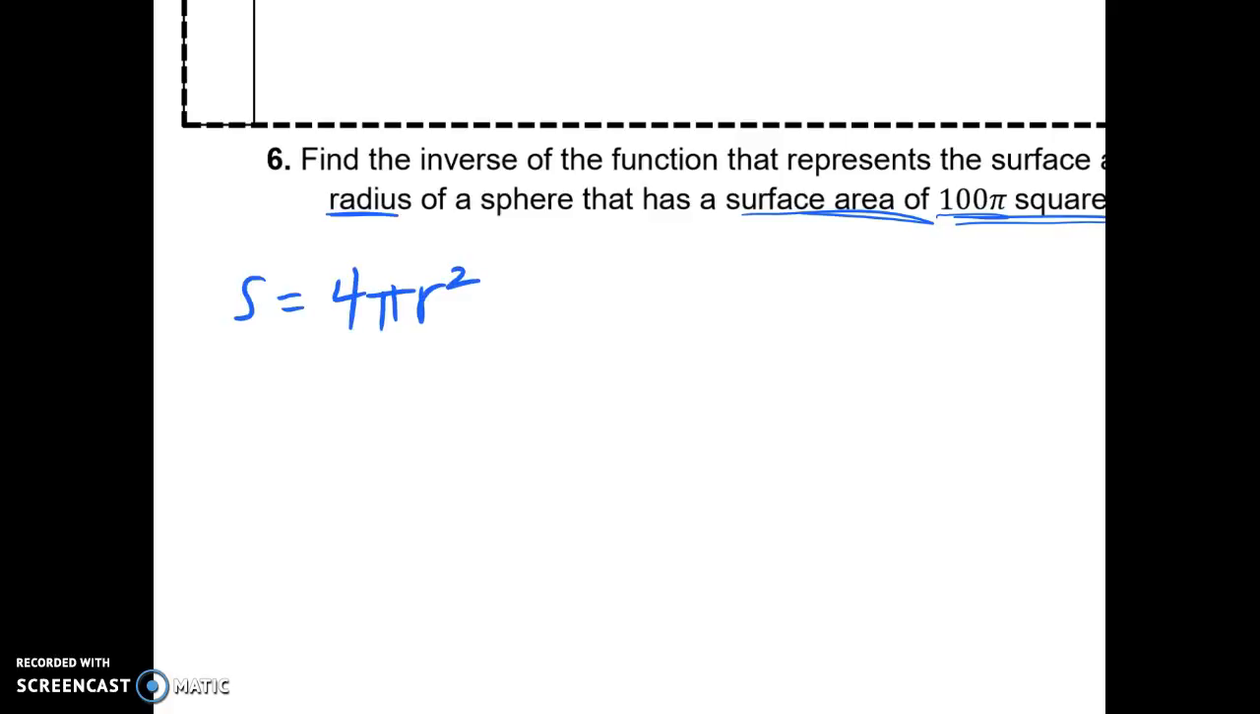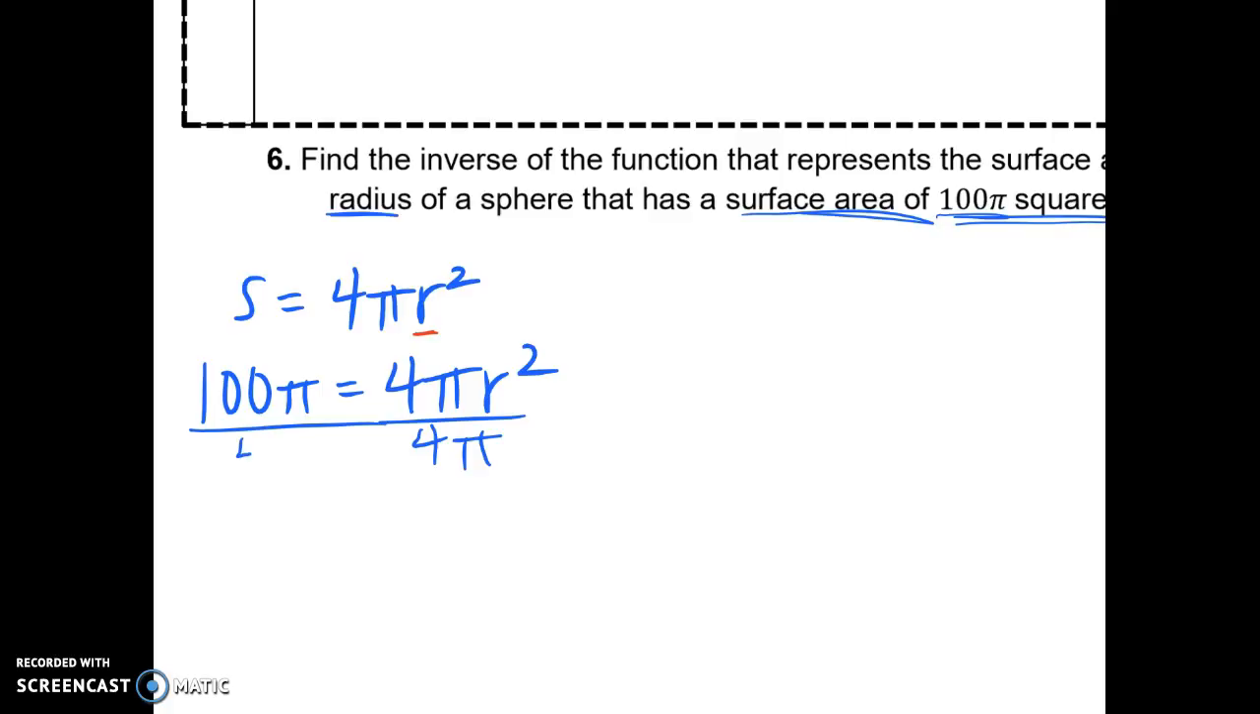What we want is the radius, and what we have is the surface area. So let's plug in surface area. 100 pi is equal to 4 pi r squared. Now we need to solve for r. So the first thing we need to do to get r by itself is divide by 4 pi on both sides. These 4 pi's are going to cancel out, and here 100 pi over 4 pi is the same thing as 25.